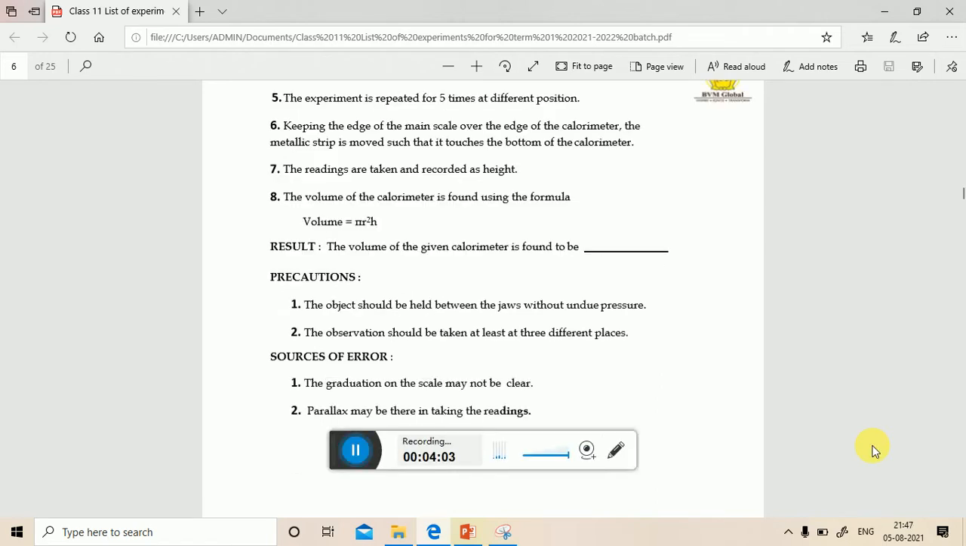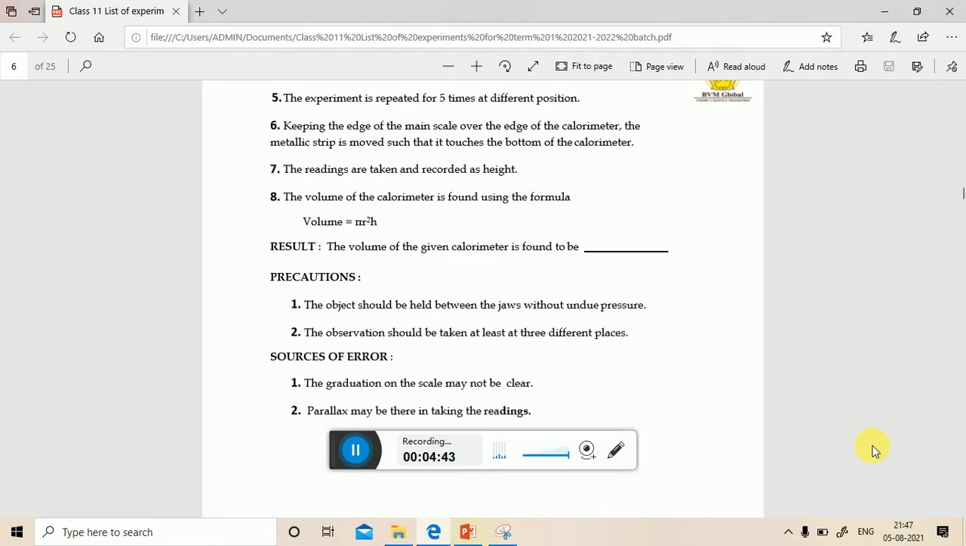After getting the knowledge on the procedure of doing this experiment, we have to go through the final outcome of the experiment which is mentioned in the aim. For this experiment, we are going to find out the volume of the calorimeter. What is the equation that should be applied to get the volume, that we have to study first. And after getting the values by doing the experiment, we have to use this equation, volume is equal to pi r square h, to find out the volume of the calorimeter.